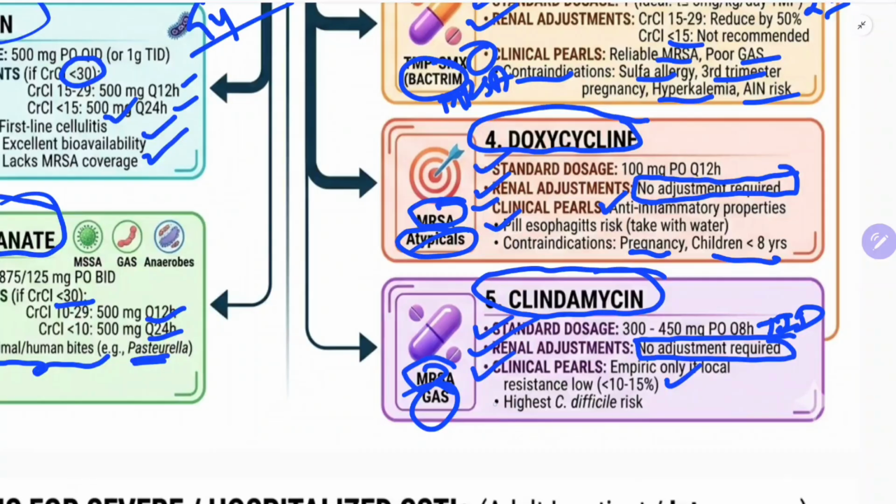So even though guidelines say otherwise, it depends upon your area. Okay, if it has a low resistance, then clindamycin is still a very good drug. So see your area resistance, then you decide. But one thing is it has a very high risk of Clostridium difficile. Okay, so that you should remember.